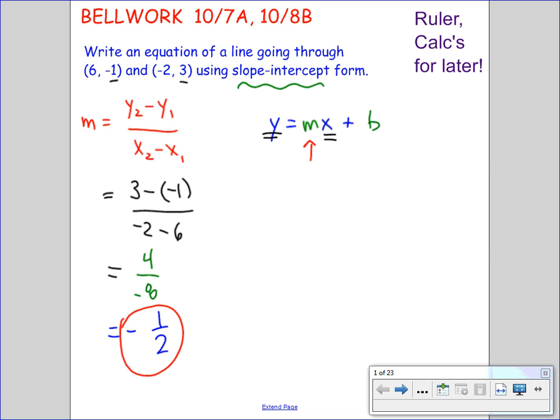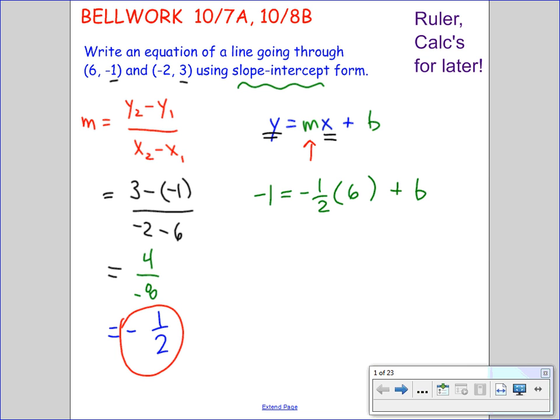We'll rewrite this, except instead of y, we're going to put the y coordinate from the first point, negative 1. Everybody, let's do that. So negative 1 equals negative 1/2, that's my slope that I calculated, times x. I'm going to use the x coordinate from the same point, so that's 6, and then plus b. In this way, we can write an equation where my only unknown is b, my y-intercept.